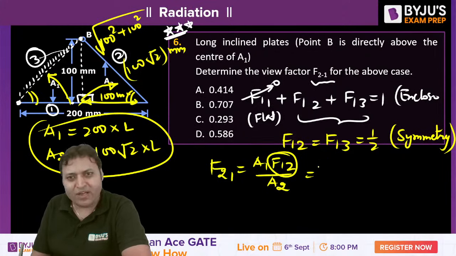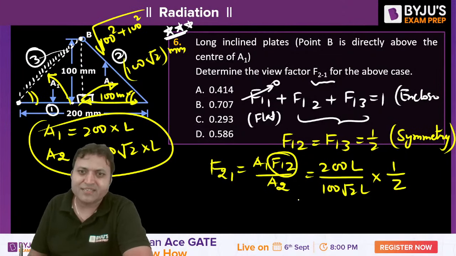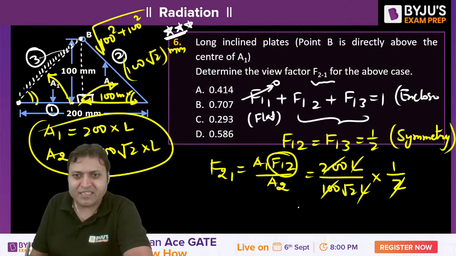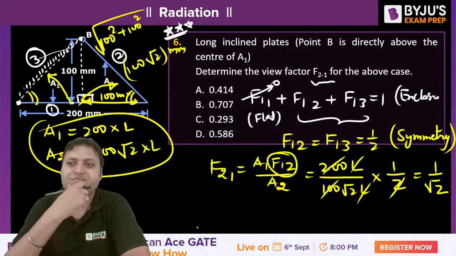If you write A1, that is 200 L upon 100 root 2 L into 0.5 or 1 by 2, then what do we get? L is getting cancelled out with L, 2 and 100 are getting cancelled out with this. That is 1 by root 2 will be the answer. F21 is 1 by root 2. What is the answer?